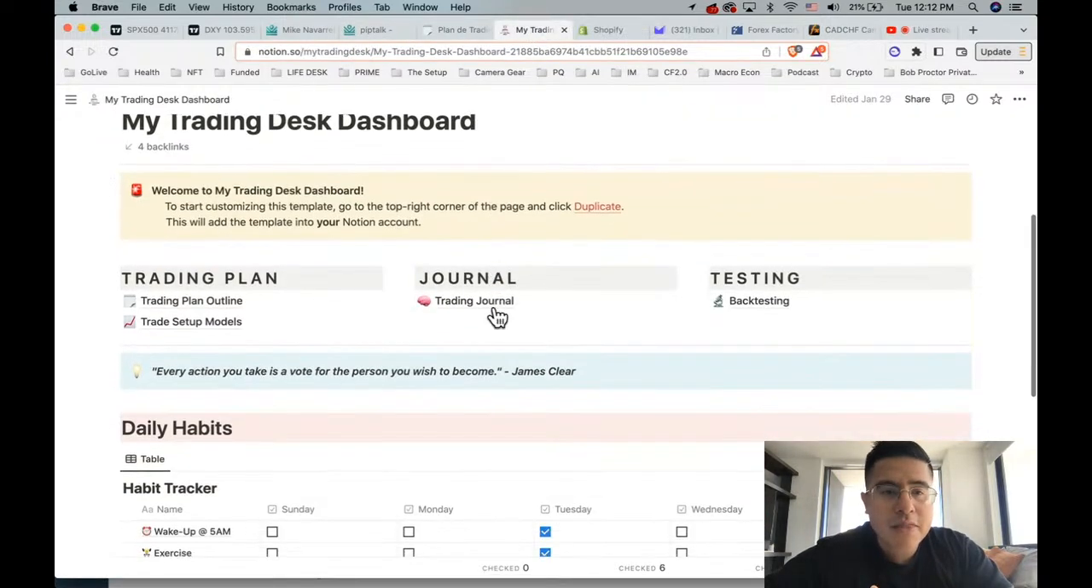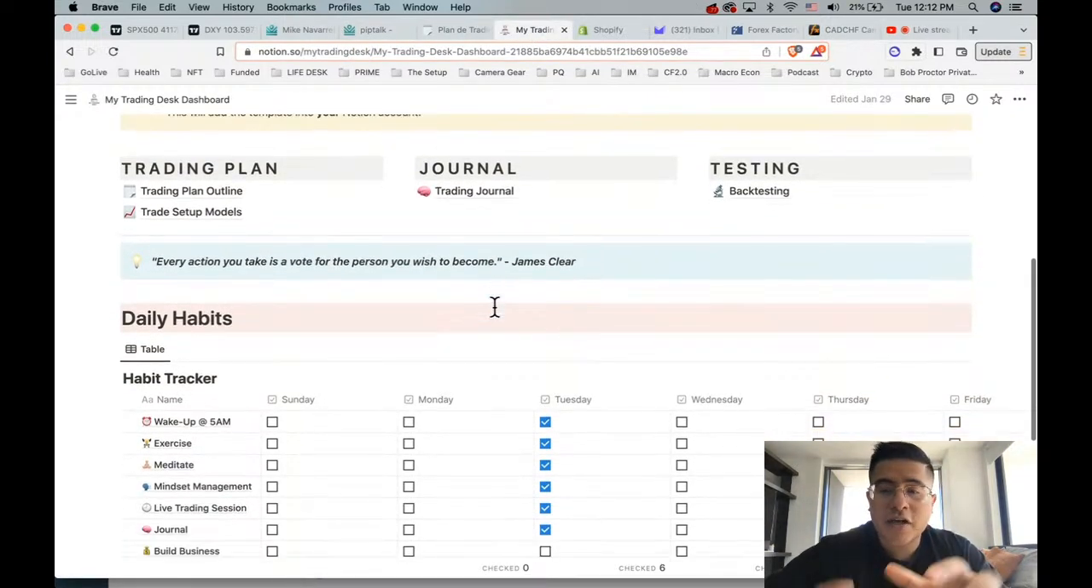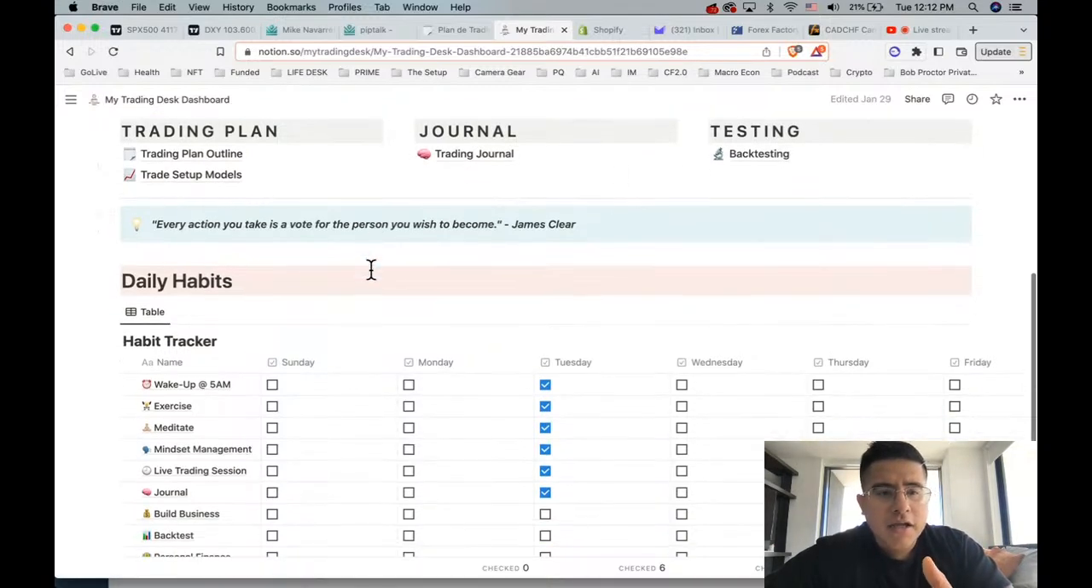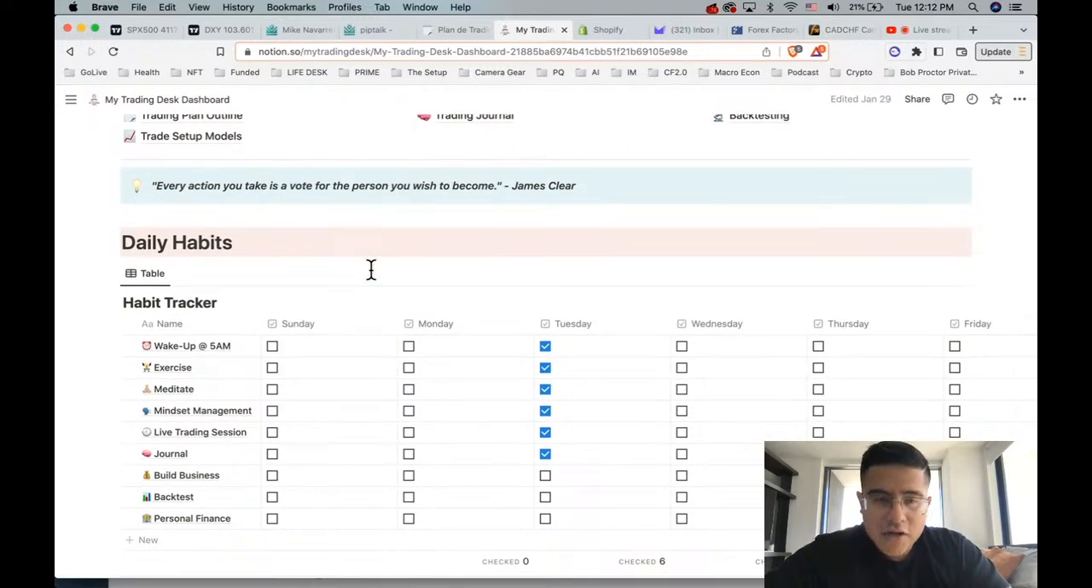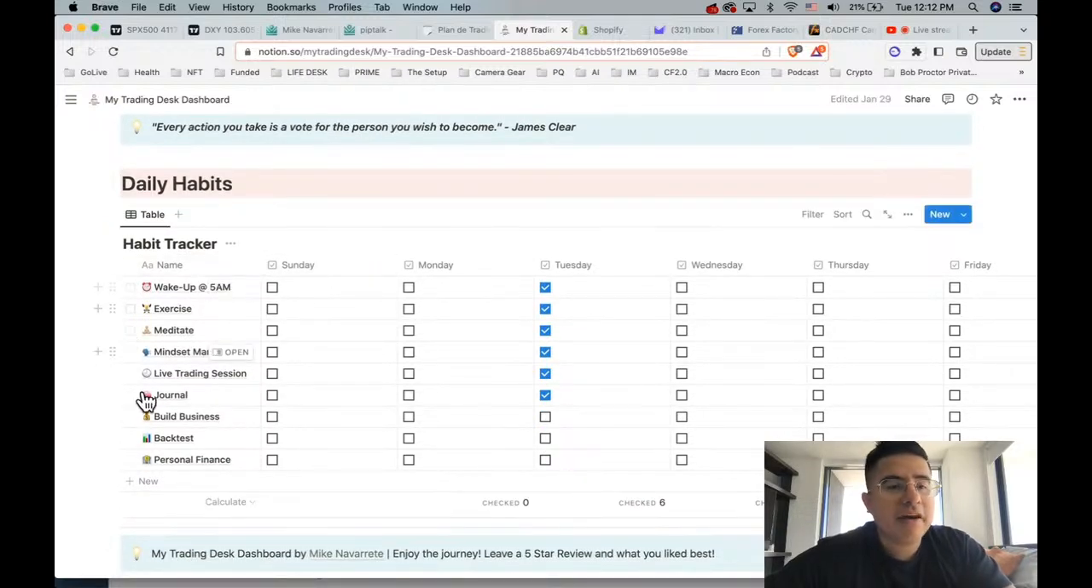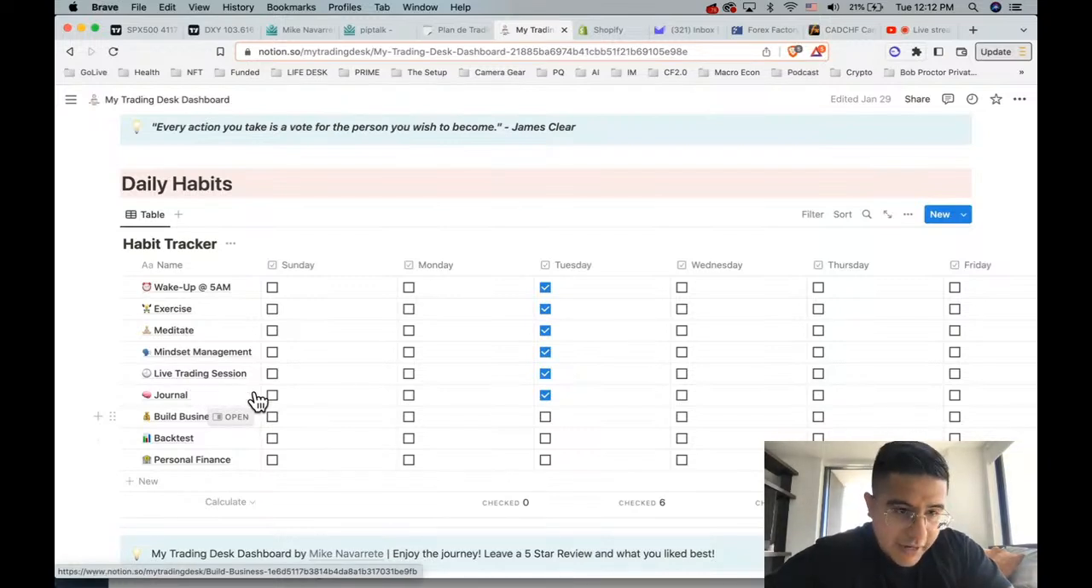But let's dive into it, right? So here's the front screen, the home screen. You have the trading plan on the left side, journal in the middle, and testing on the right. As you guys can see, there's some key quotes and things, and these are what really establish, I'd say, the mindset behind using something like this. And then you have the daily habits. Again, you guys can edit and modify these things to your liking. It doesn't have to stay the exact same way. I'm here to just give you structure more than anything.